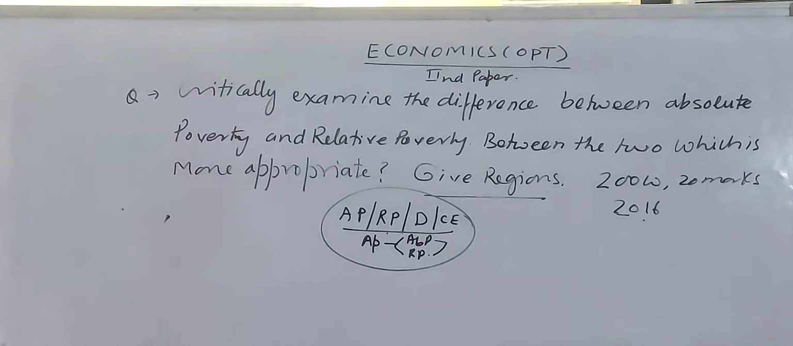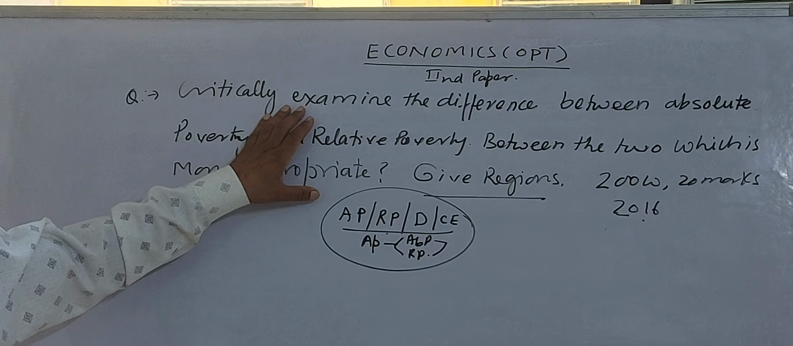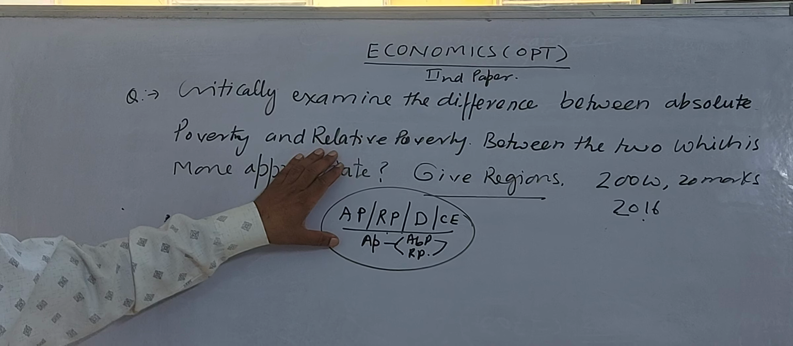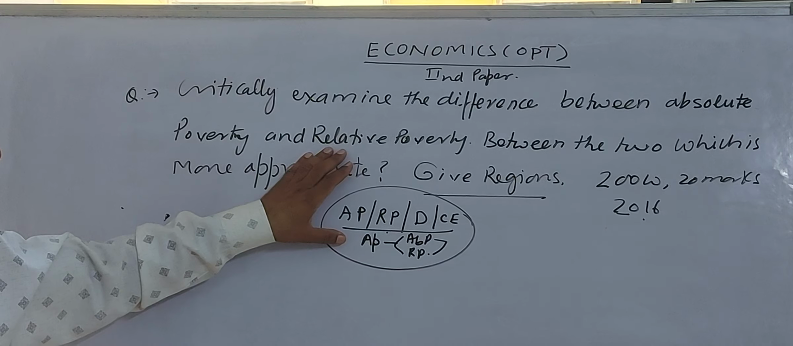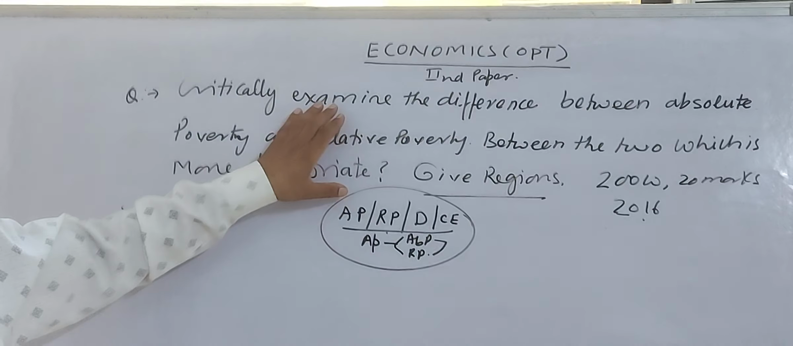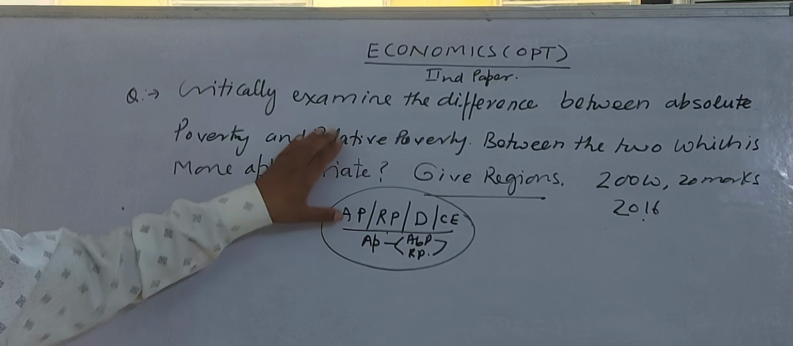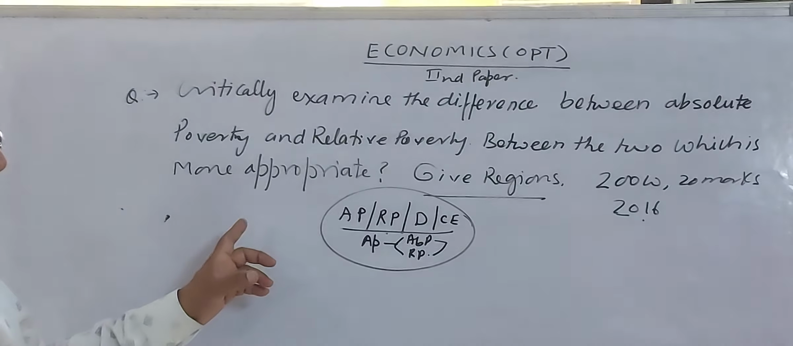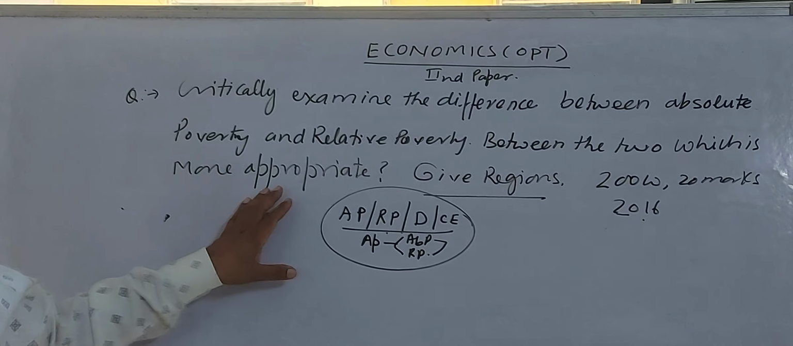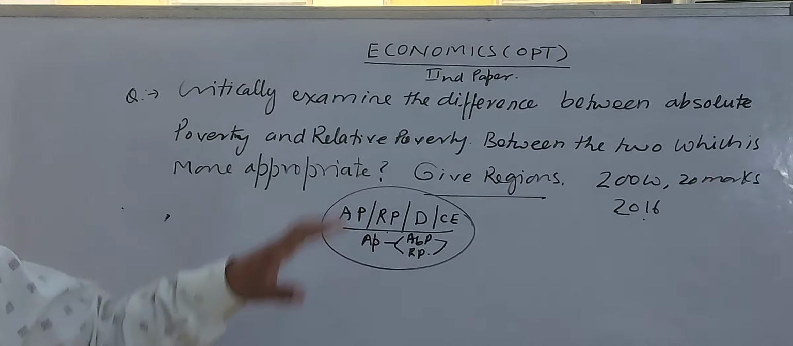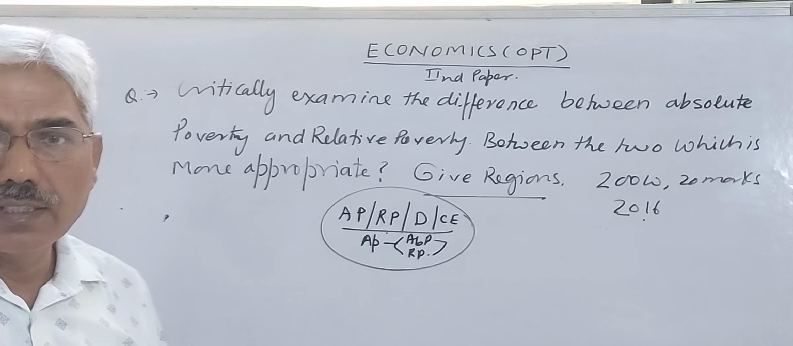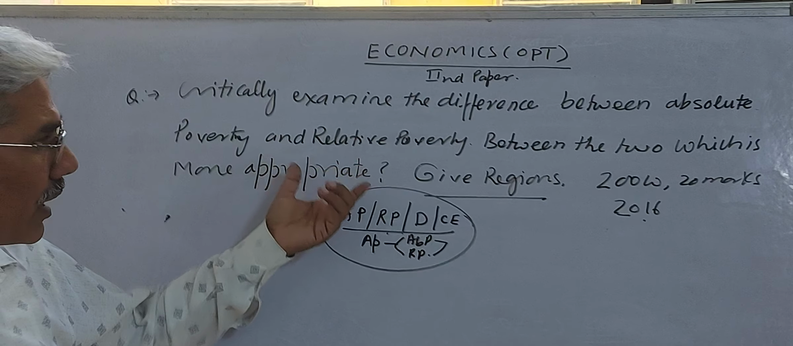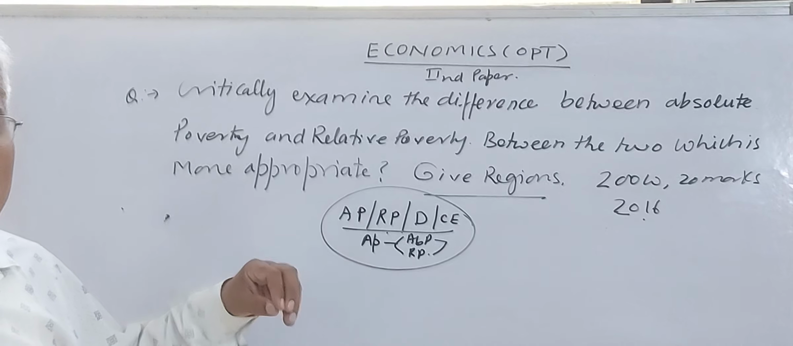And now the second question: you are critically examining what are the limitations of absolute poverty and what are the limitations of relative poverty. You know, this is not measured by absolute poverty and this is not measured by relative poverty. These are the limitations of these kinds of poverty. Now the second point which you have to know is which is more appropriate, and give the reasons. Actually, which poverty definition is used by a particular country depends on that.